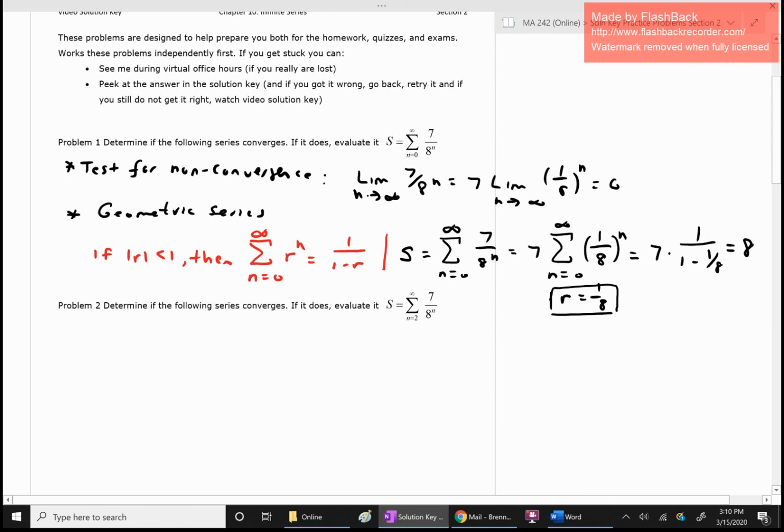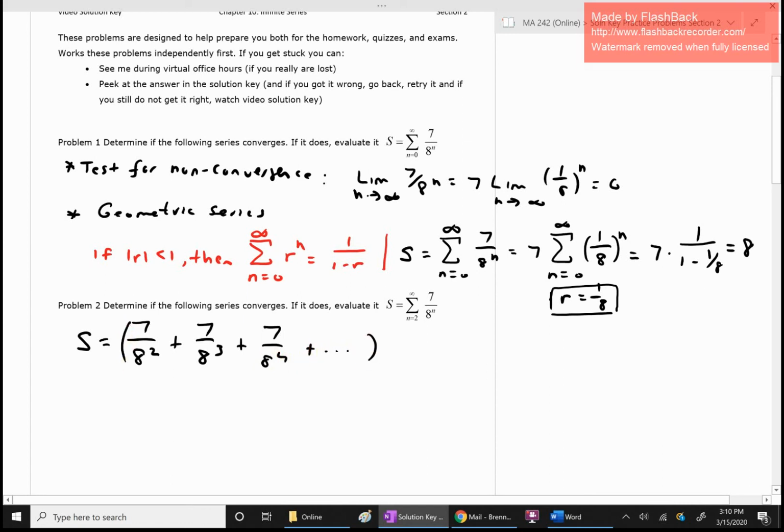Now I look at the next problem, and it seems very similar, but notice that my starting index is not at 0. It's at 2. So we already know that this is a geometric series and it's going to converge, but I'm going to have to deal with the fact that I'm not starting at 0. So let's sketch out the first couple of terms. The first term is 7 over 8 squared, then it's 7 over 8 cubed plus 7 over 8 to the 4th, dot, dot, dot.